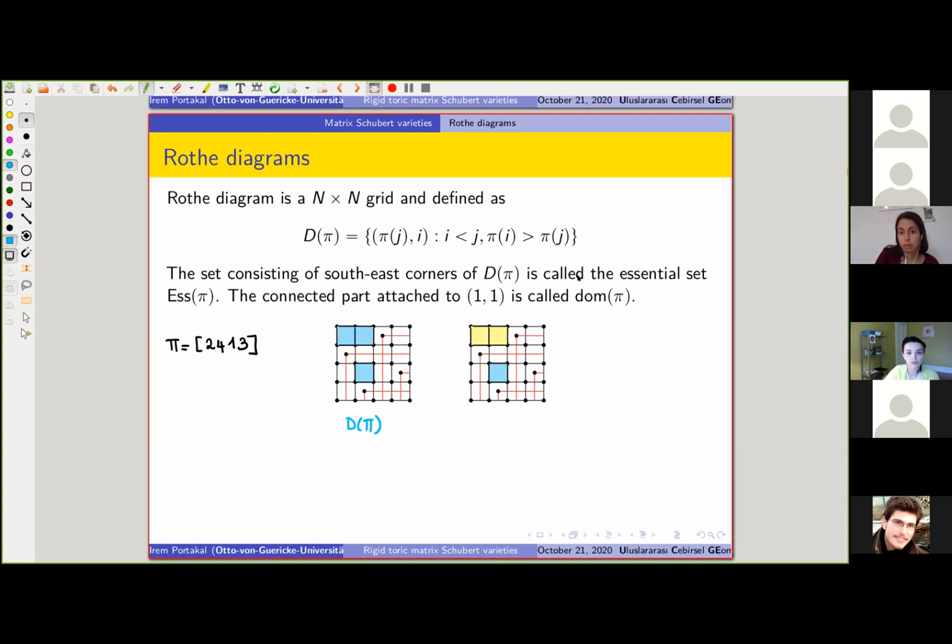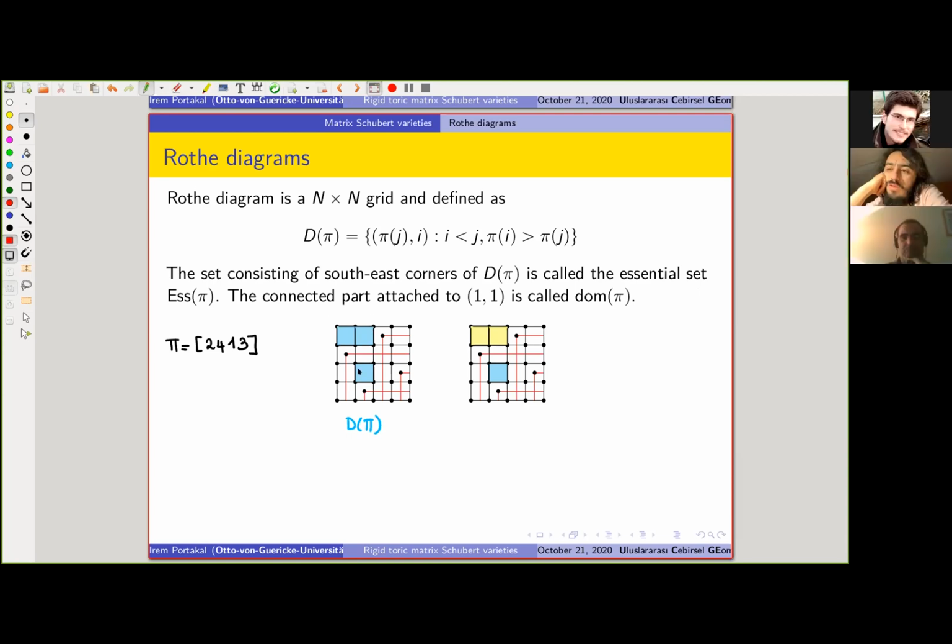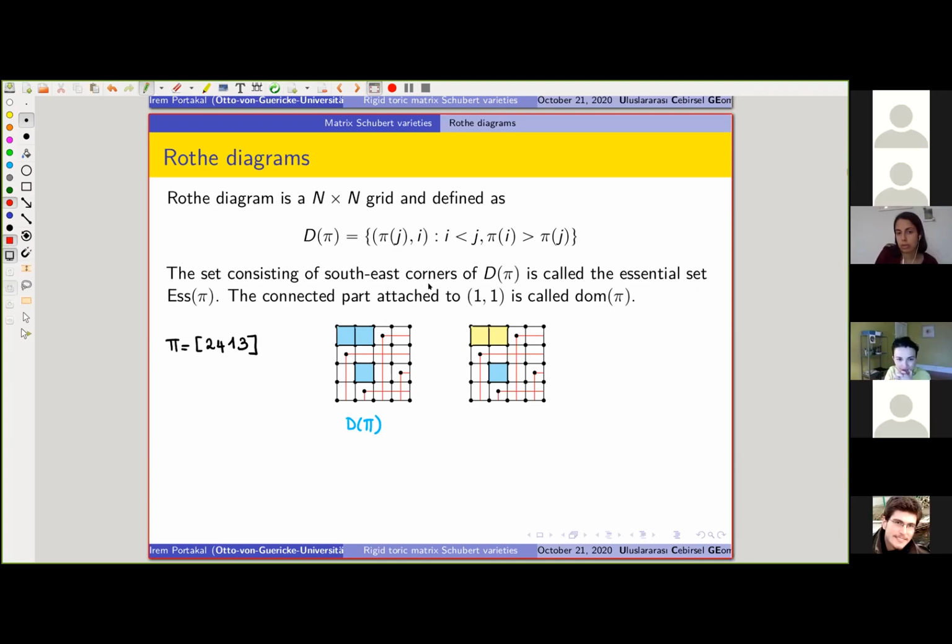The first of it is the essential set. Maybe you saw it also in another context. It just means that you look at all the connected components of your Rota diagram, and you look at the southeast corners of it. So if I go to the first connected component, the southeast corner will be just this one. And for the second connected component of my diagram, this is the only box anyways.